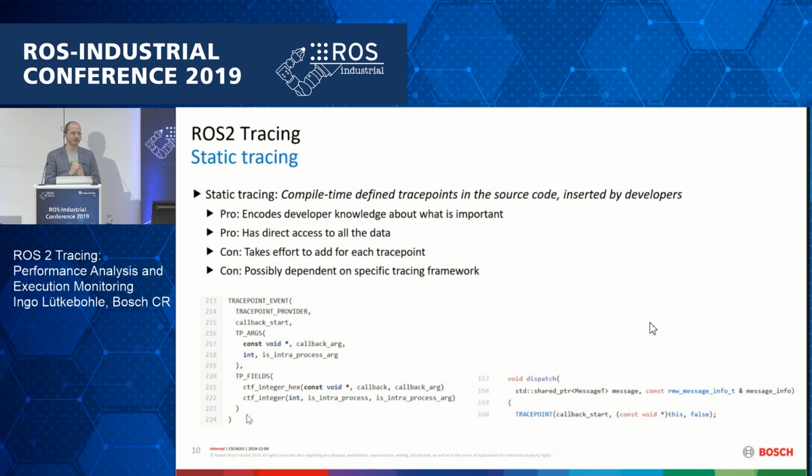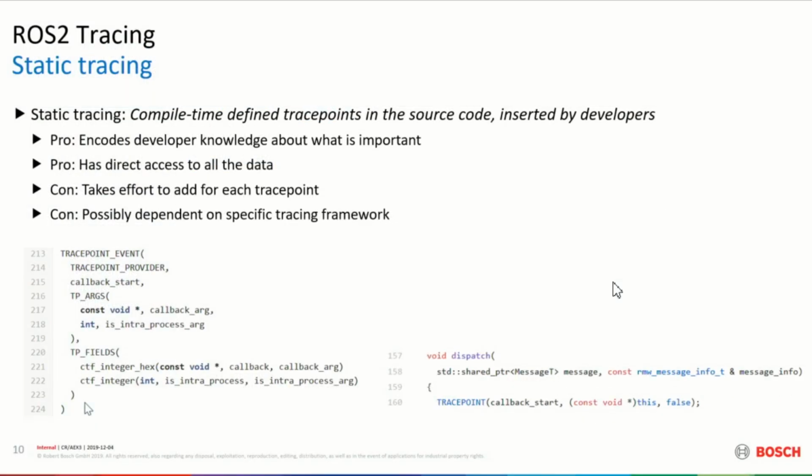The disadvantage, of course, is that it takes effort, right? You have to put it in there. And also the way you put it in there can be dependent on the tracing framework that you use. There is some general stuff, but there are various tracing frameworks on Linux, for example, Linux Tracing Toolkit. On Windows, there's the event tracing framework and so on.